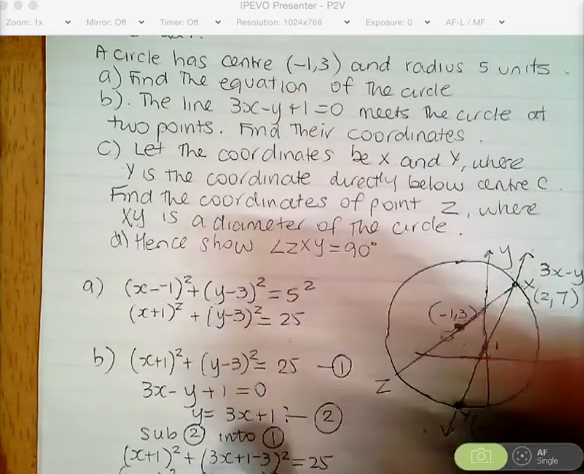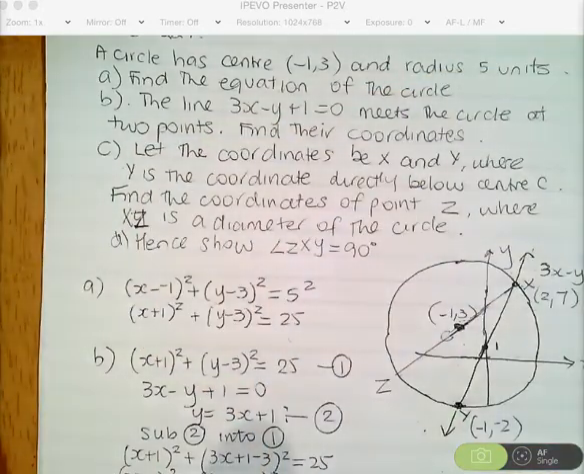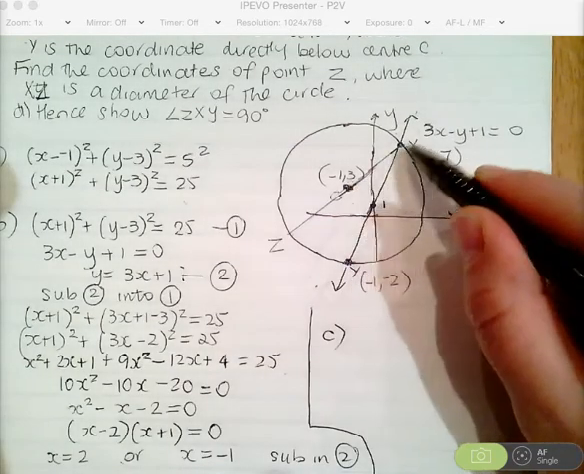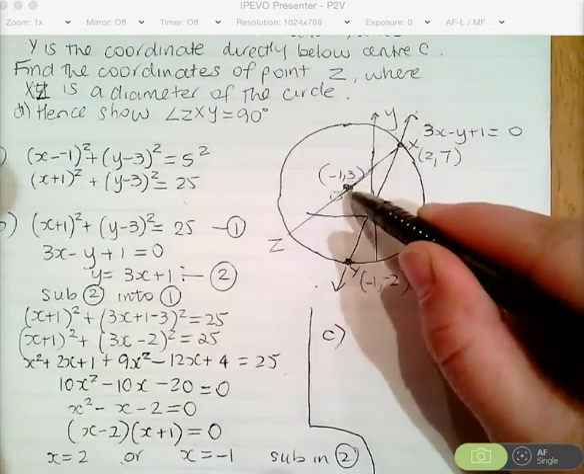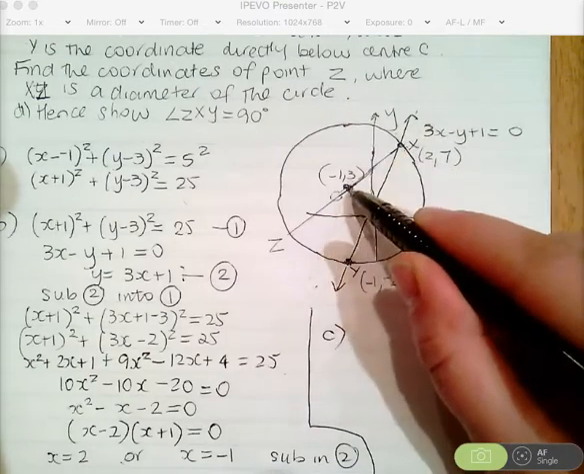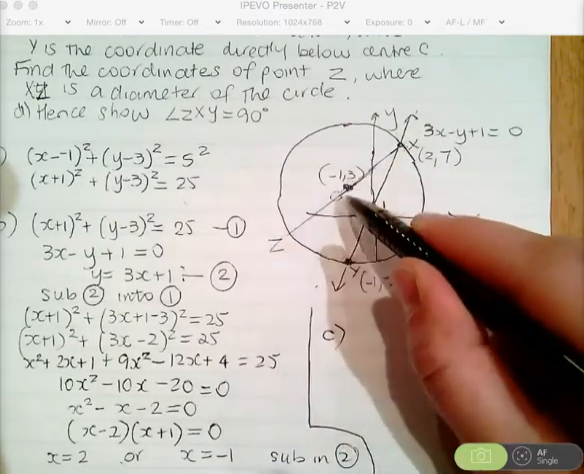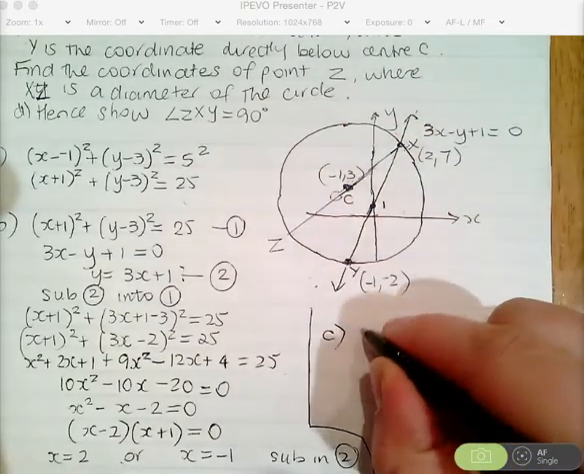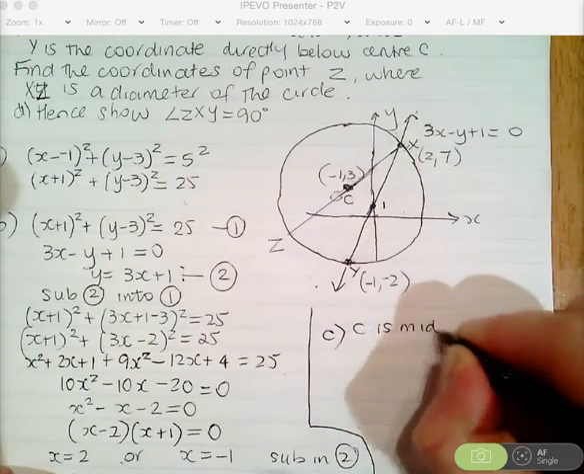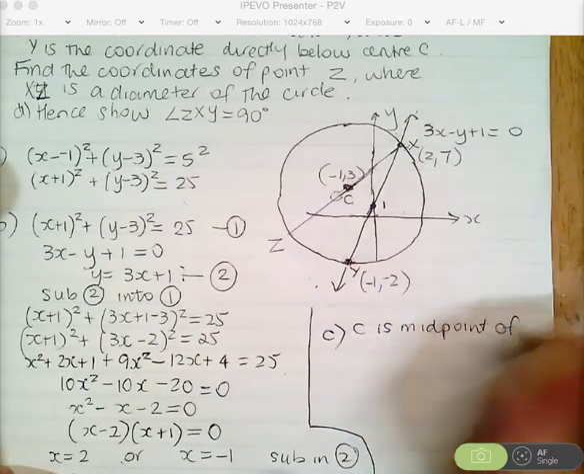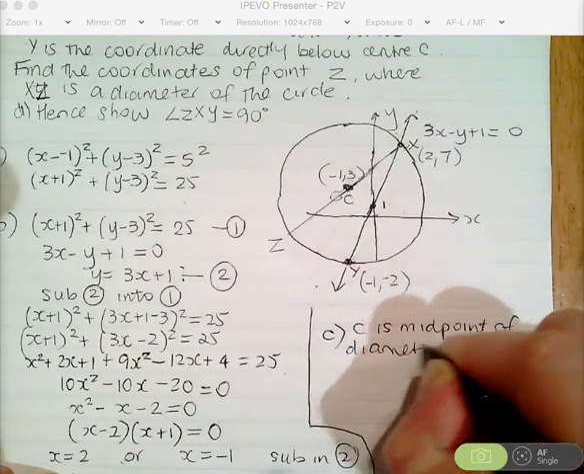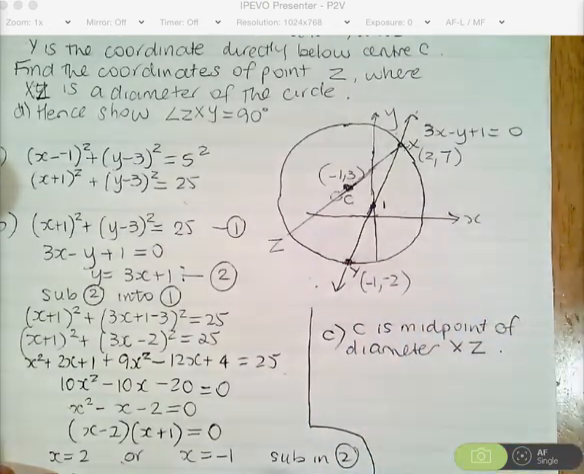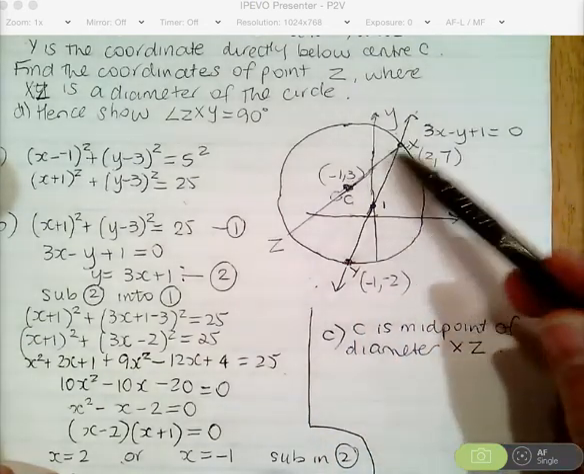Okay, where I think we mean to say where XZ is the diameter of the circle. Now if C is the centre of the circle and XZ is a diameter, then the distance from C to X is the same as the distance from C to Z. In other words, C will be the midpoint of XZ. So I'm going to write that C is the midpoint of the diameter XZ. Okay, so obviously you'll use the midpoint formula.